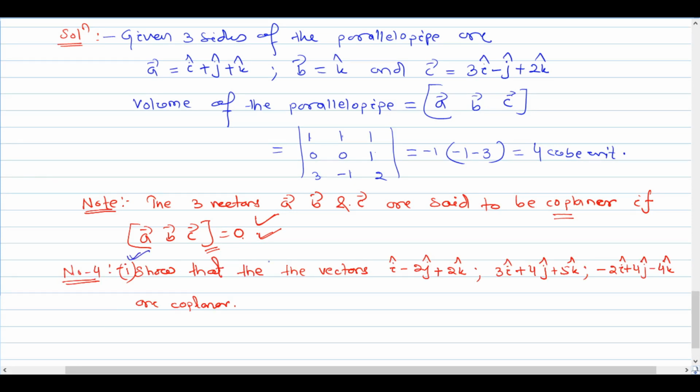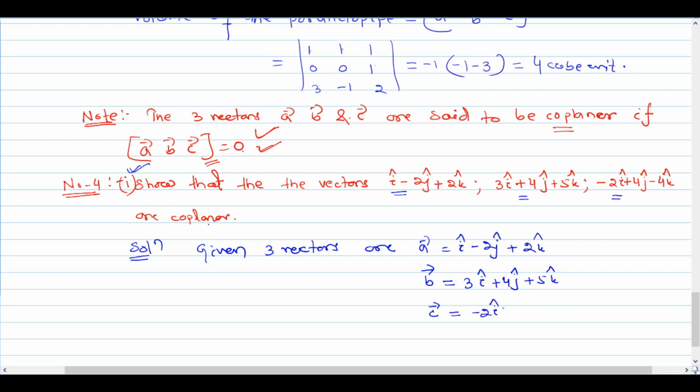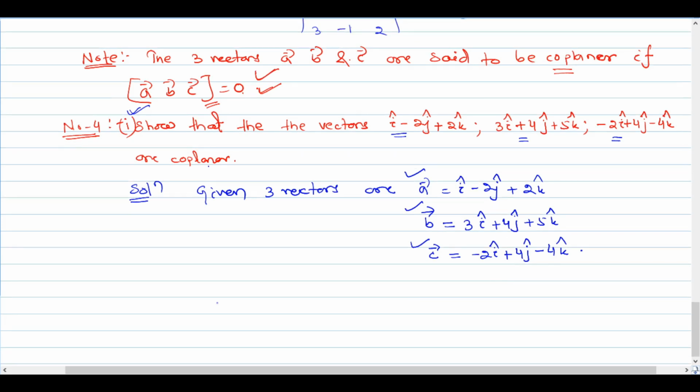Number 4, bit 1: read that the three vectors, one a vector, one b vector and one c vector, are said to be coplanar. That means we know their scalar triple product is 0. First you will take the solution. Write the given condition: the given three vectors are a vector is equal to i cap minus 2j cap plus 2k cap, and write b vector and c vector too. If the scalar triple product is 0, then they are coplanar.